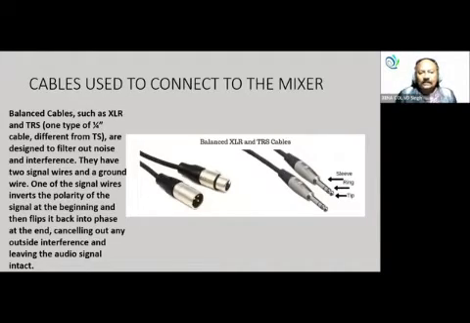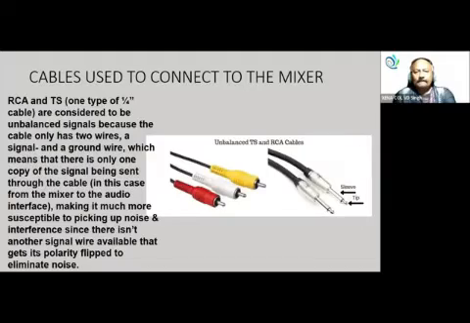And what happens in this? These balanced cables have two signal wires and a ground wire. Two signal wires and a ground, that means total three. One of the signal wires inverts the polarity of the signal at the beginning and then flips it back into phase at the end. Thus, it cancels out any outside interference, leaving the audio signal intact. Not a very difficult thing to understand.